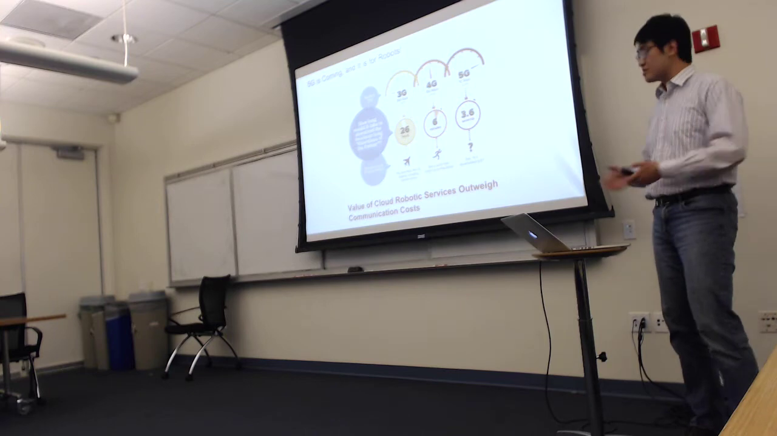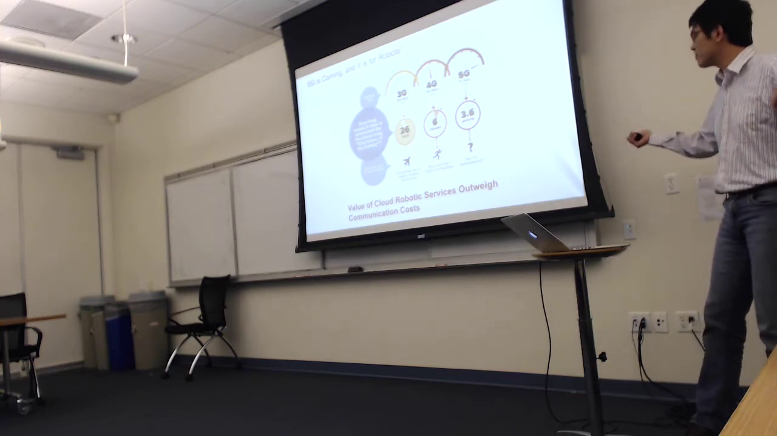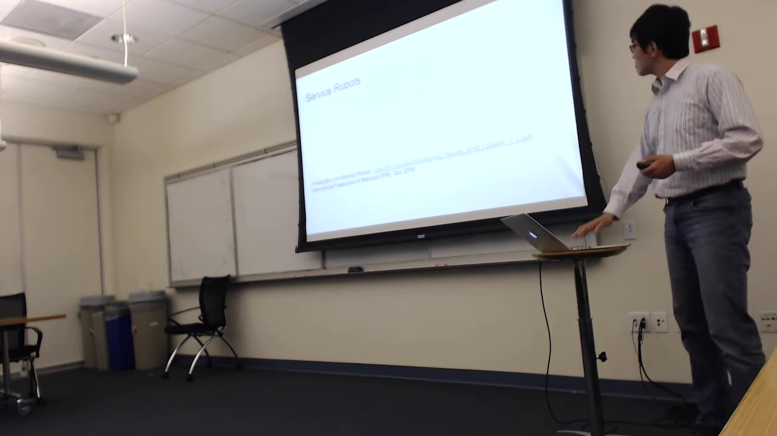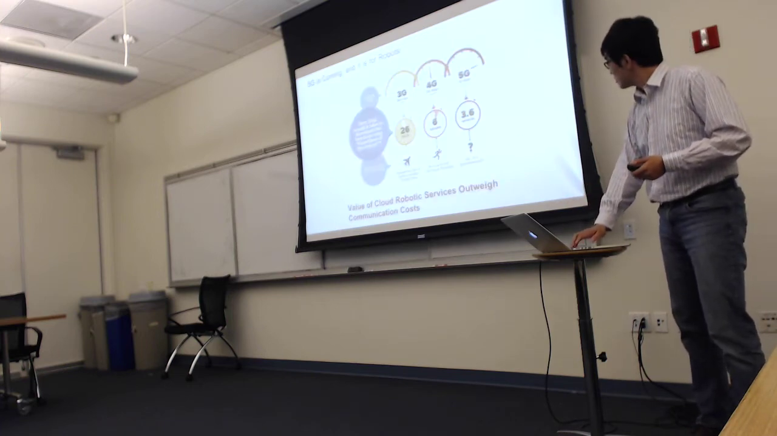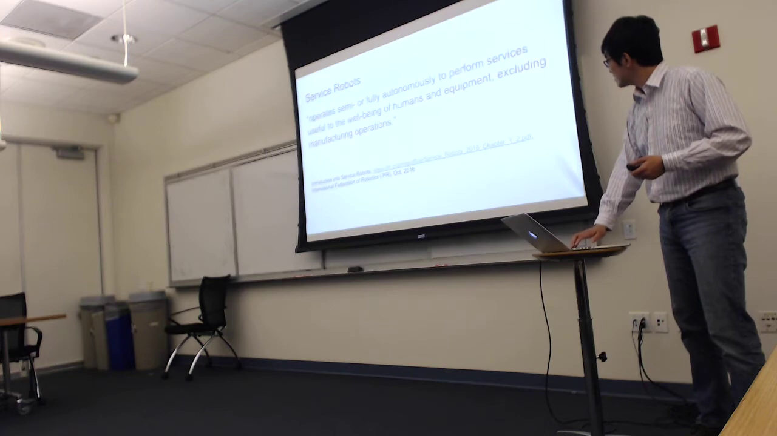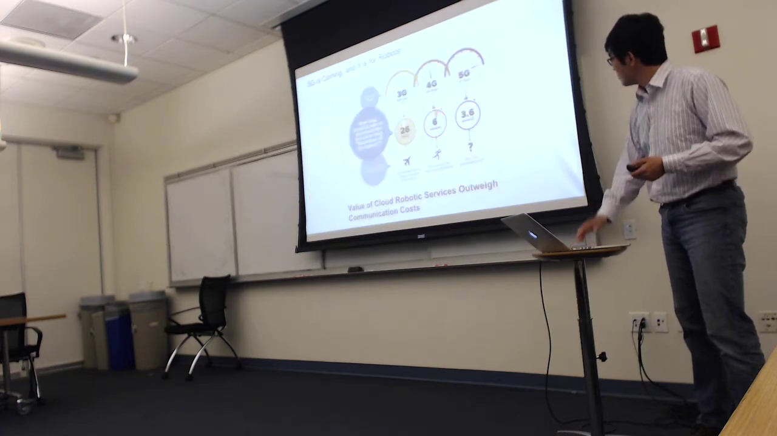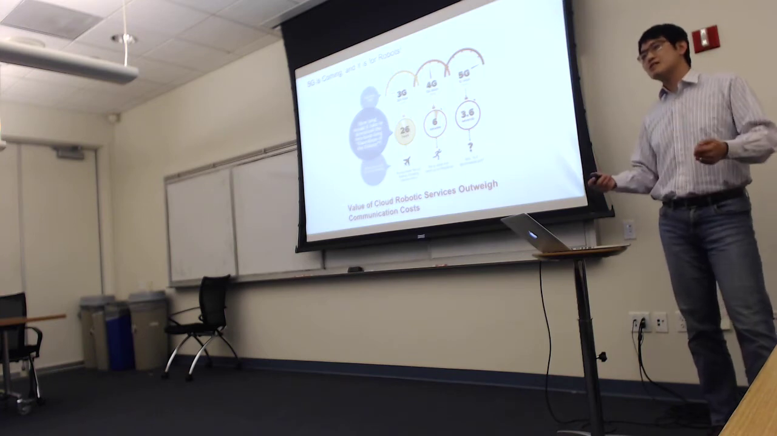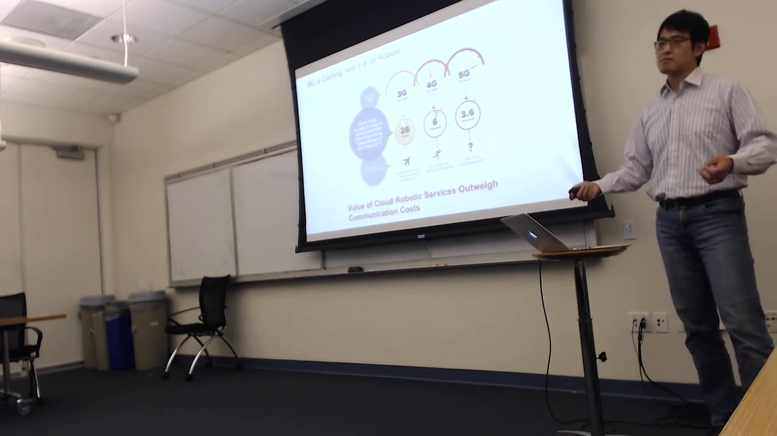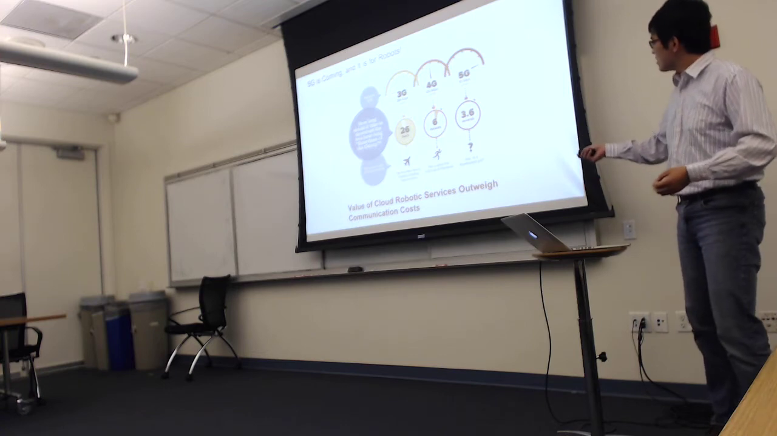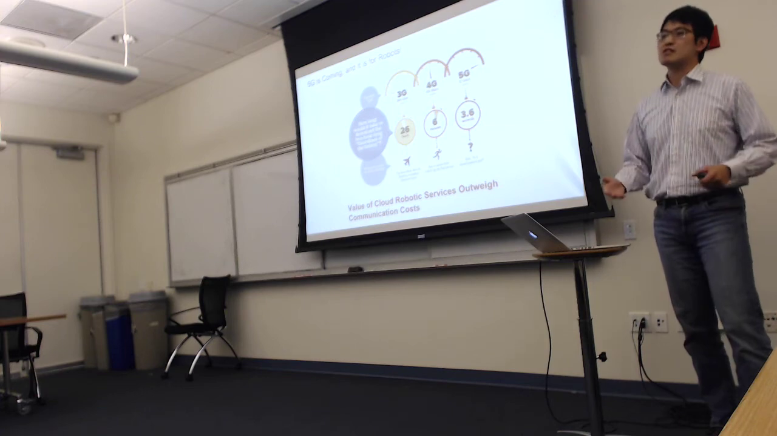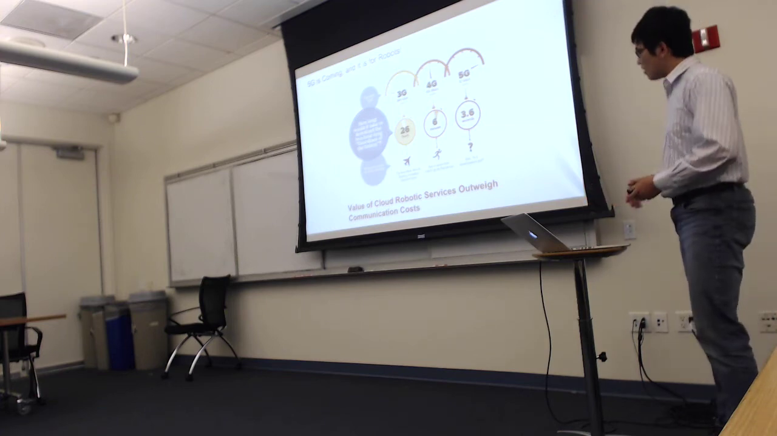So in the future, this statement may very well be true. The value of cloud robotic services outweighs communication costs. But there's one problem. Let me just state the problem, right? So what is the problem? The problem is you can never beat latency because latency is bound by the speed of light. So you can increase the bandwidth however you want on this network, but you really can't beat the speed of light on latency. So how do we deal with that?